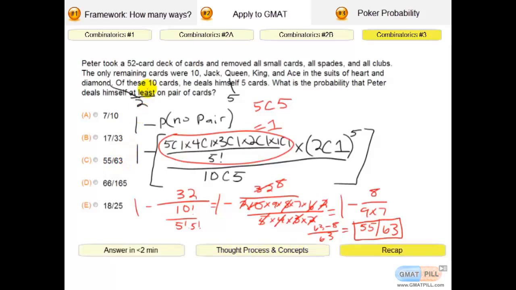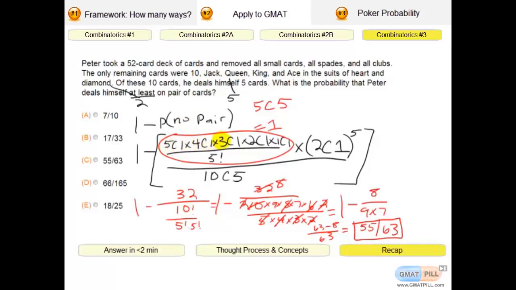As a recap, this is a probability question that involves at least. Whenever you see at least, you have to do 1 minus the opposite. In this case, the opposite of getting 1 pair of cards, or anything higher, is getting no pairs. And it turns out intuitively, there's only one way to get no pairs, and that's getting 1 of each of these guys. If you couldn't find it intuitively, then write it out.